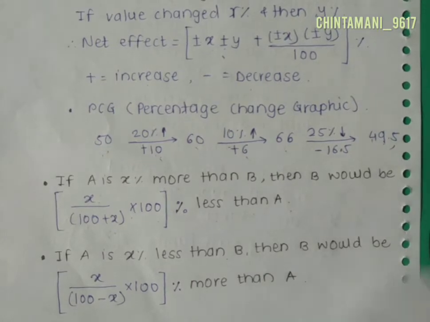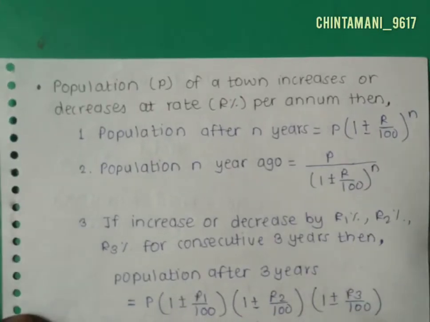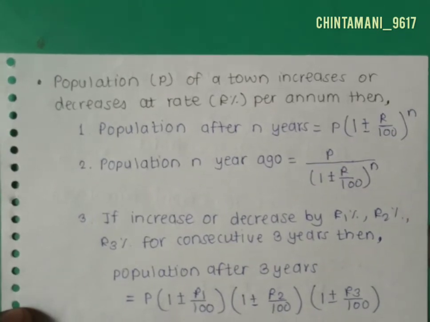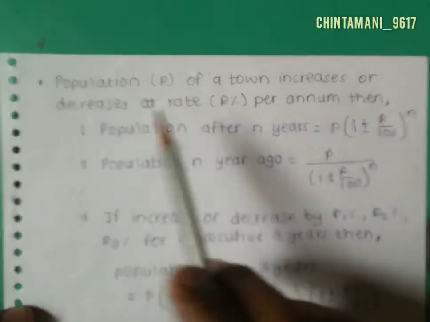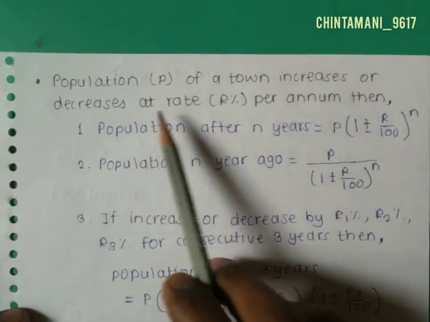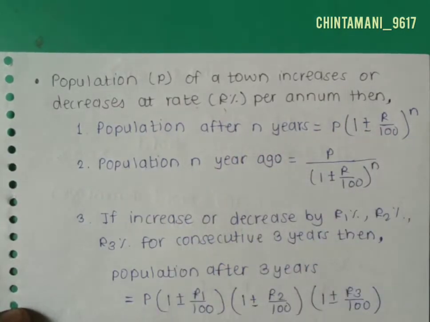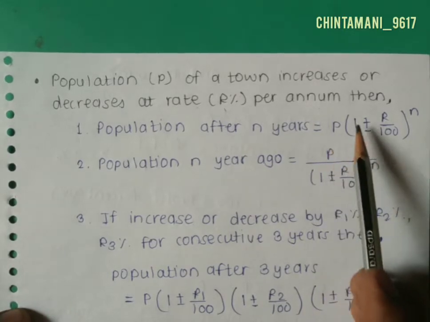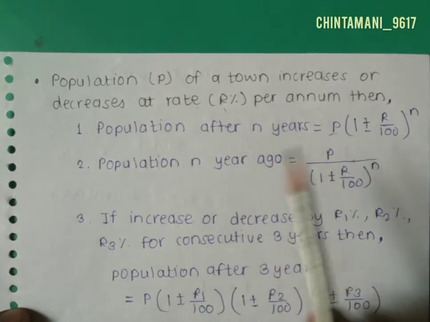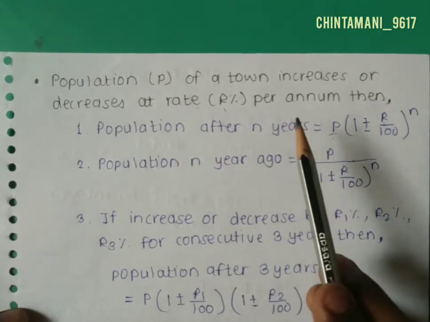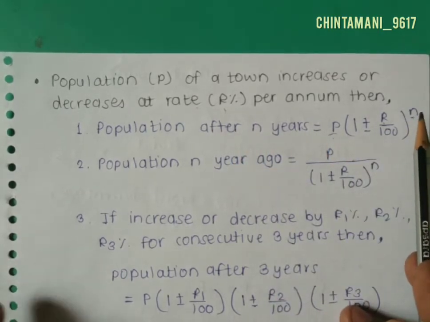Moving forward, there are some population examples in percentage as well. How to calculate and solve population problems, we can discuss right now. If the population of a town increases or decreases at the rate of r% per annum, then the population after n years is P (1 plus or minus r divided by 100) raised to n. P is the initial population, r is the increase or decrease rate, and n denotes the number of years.